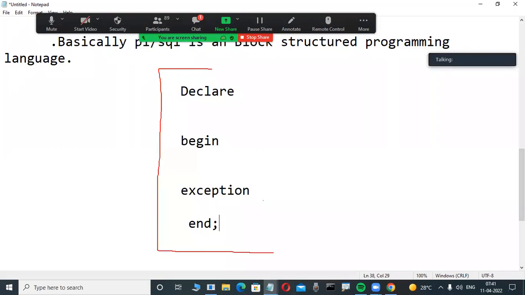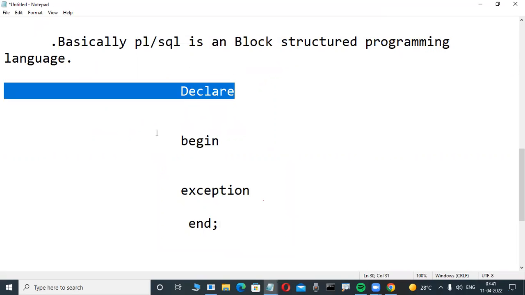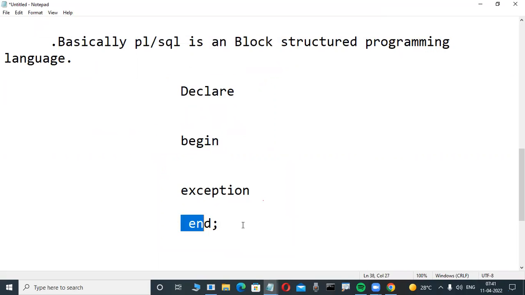This is a block. In this block only we are writing the coding. These blocks only we are submitting to the server. Then we see what happens, and we are learning. Observe here. This is a block only: declare, begin, exception, end. Yes, only after the last end is a semicolon available. This is called block structure.